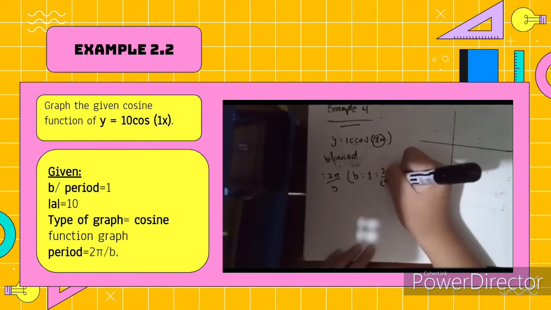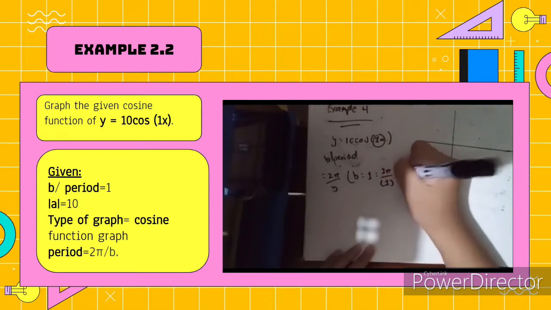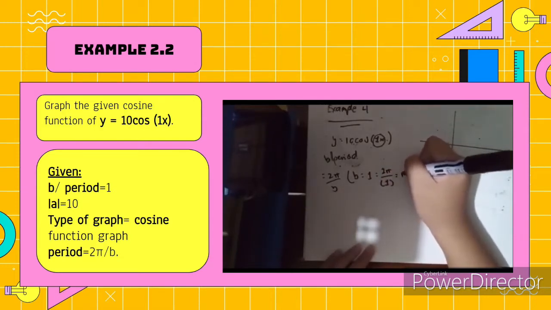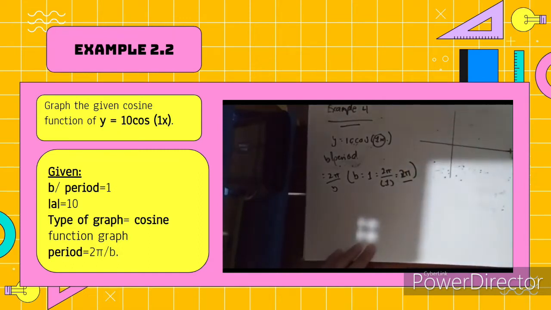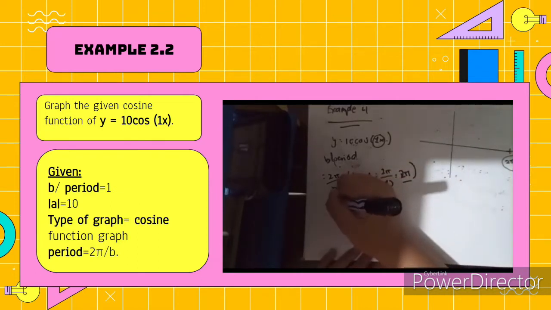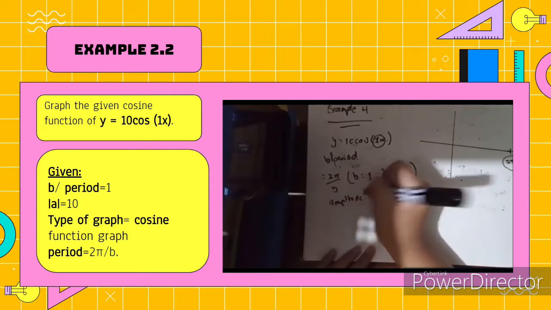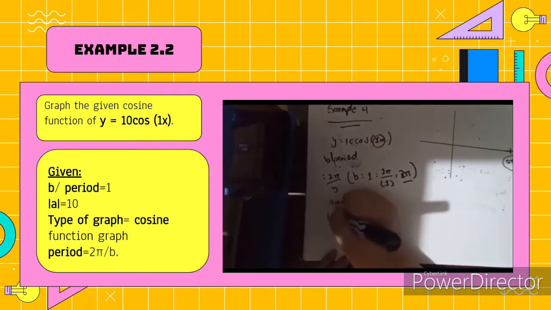The 2 pi will be the value of the end of the cycle. As the given equation is y equals 10 cos 1x, the value of the amplitude will be positive 10, and since the given function is a cosine function graph, it will start at the y-axis at positive 10.